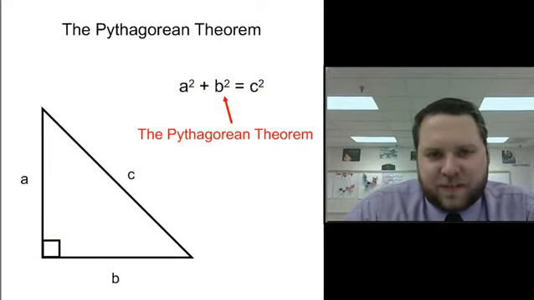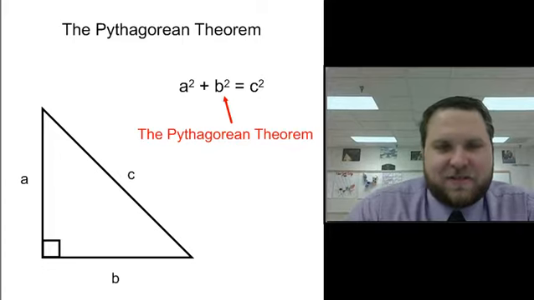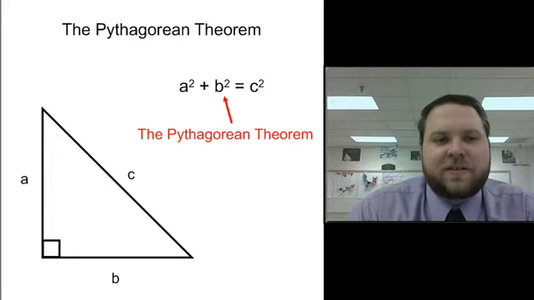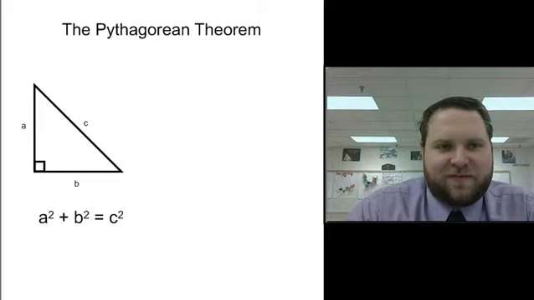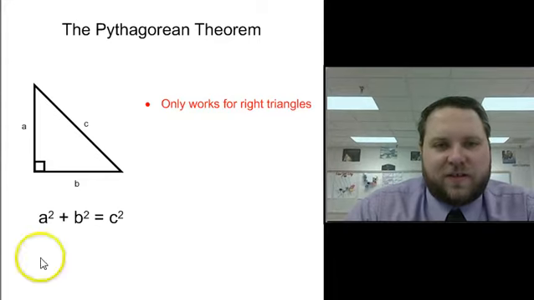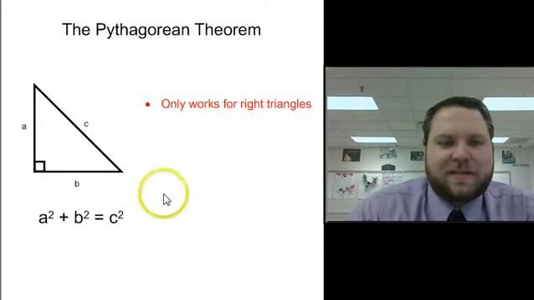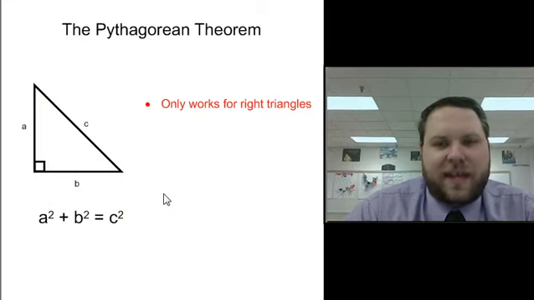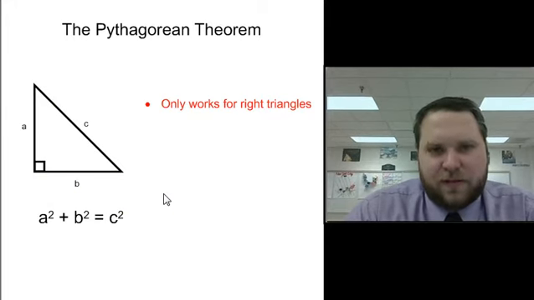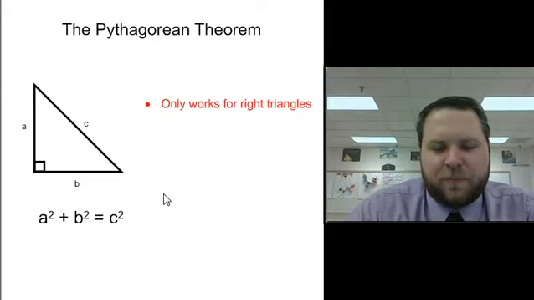Alright, now let's talk about some specifics on how this is used, when this is used, when it's not used. So I'll move my diagram over to the side here. And the first thing you have to know and remember is that this only works for right triangles. If you don't have that little mark in the corner showing that one of these angles is a right angle, you cannot use the Pythagorean theorem. Don't do it. It won't work.